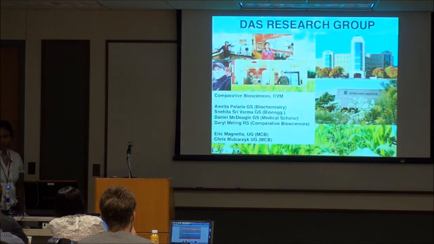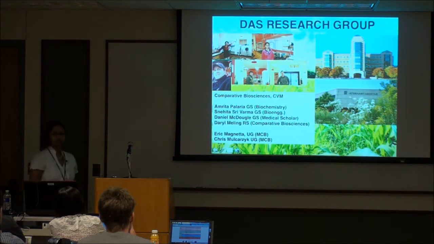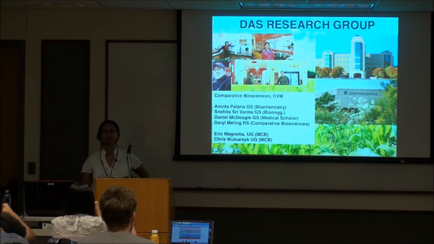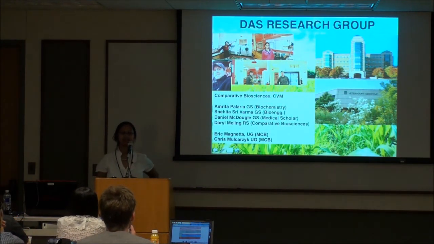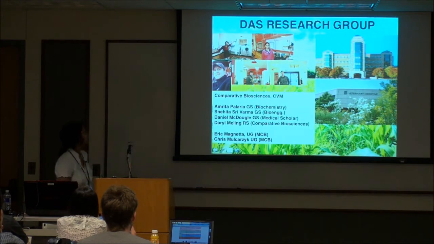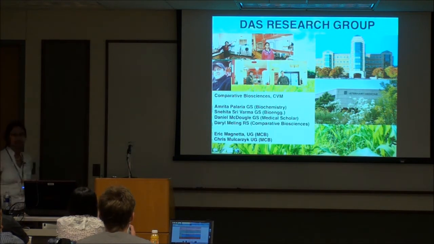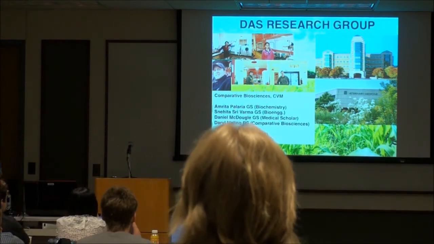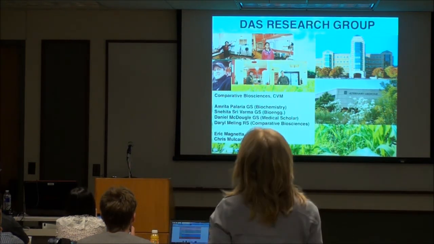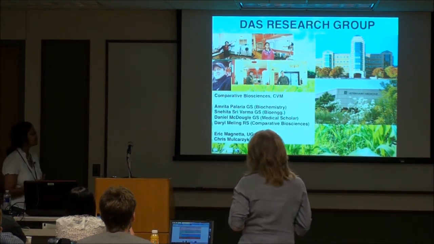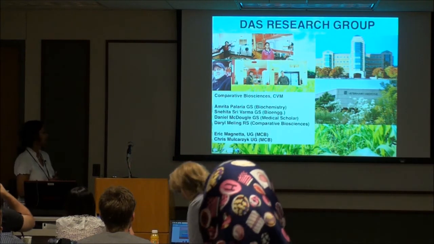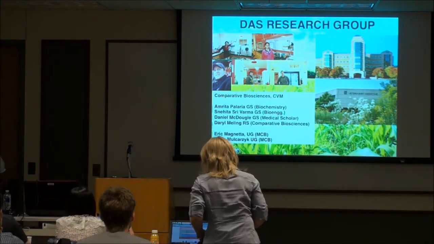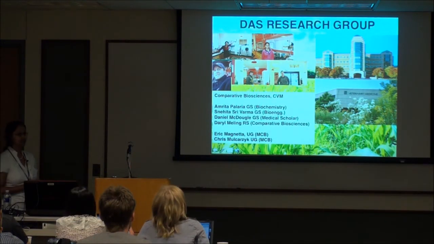Okay. So first I'll give a brief overview of my research group. I've been a faculty here since last October, and I have 4 graduate students working in my lab. As you can see, they're from different departments as my lab requires different expertise. The person who will be working on the nanoplasmonics in my lab is Snaitha from the bioengineering department and Eric Magneta, an undergraduate. So we are in the vet school.